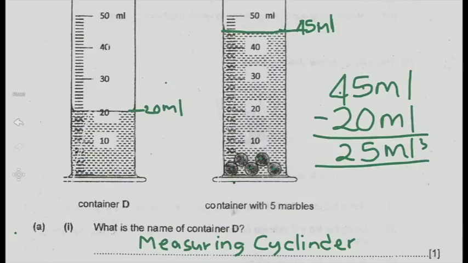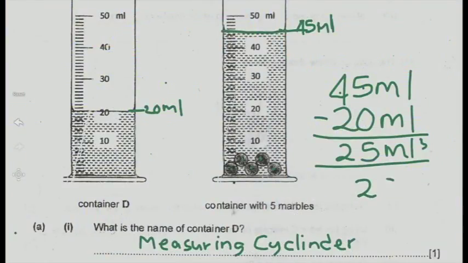This milliliter here is the volume of the 5 what? Marbles. We have to find the volume of 1 marble. Then it means we have to divide 25 milliliters, milliliter cube, divided by how many marbles? 1, 2, 3, 4, 5 marbles to get the volume of 1 marble.